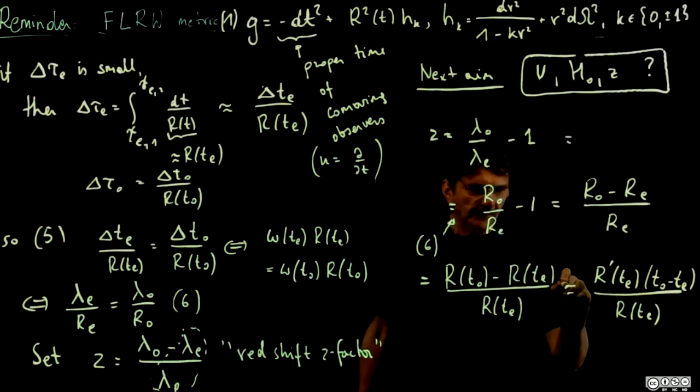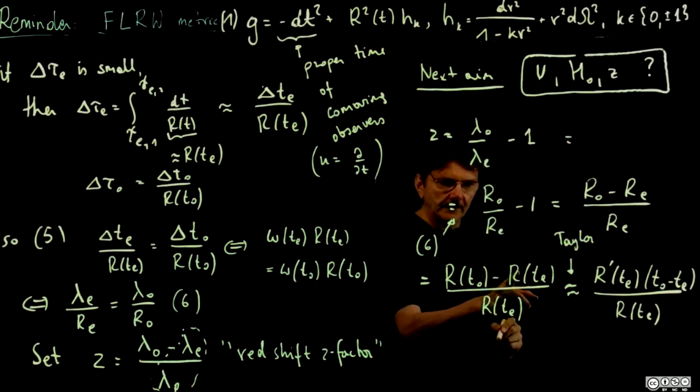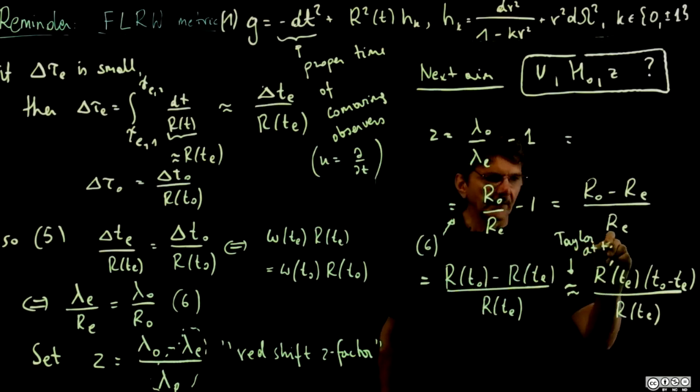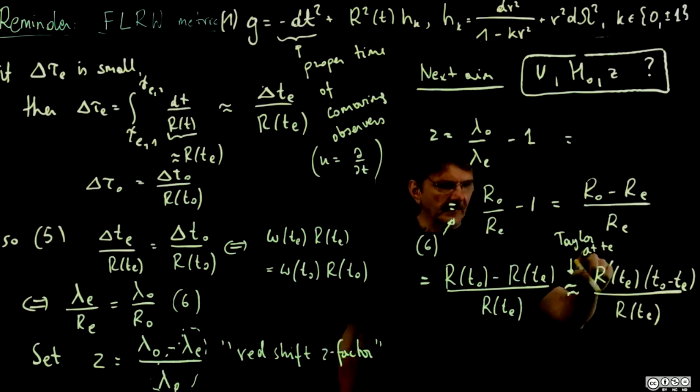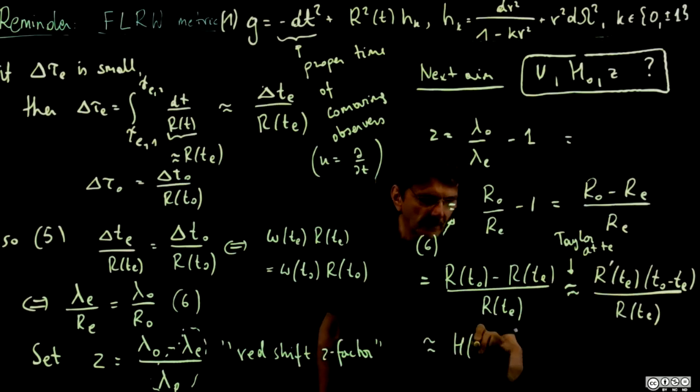So this is approximate, right? A Taylor expansion here at TE, Taylor at TE. But this is nothing else than our Hubble function, that's H of TE times T0 minus TE.